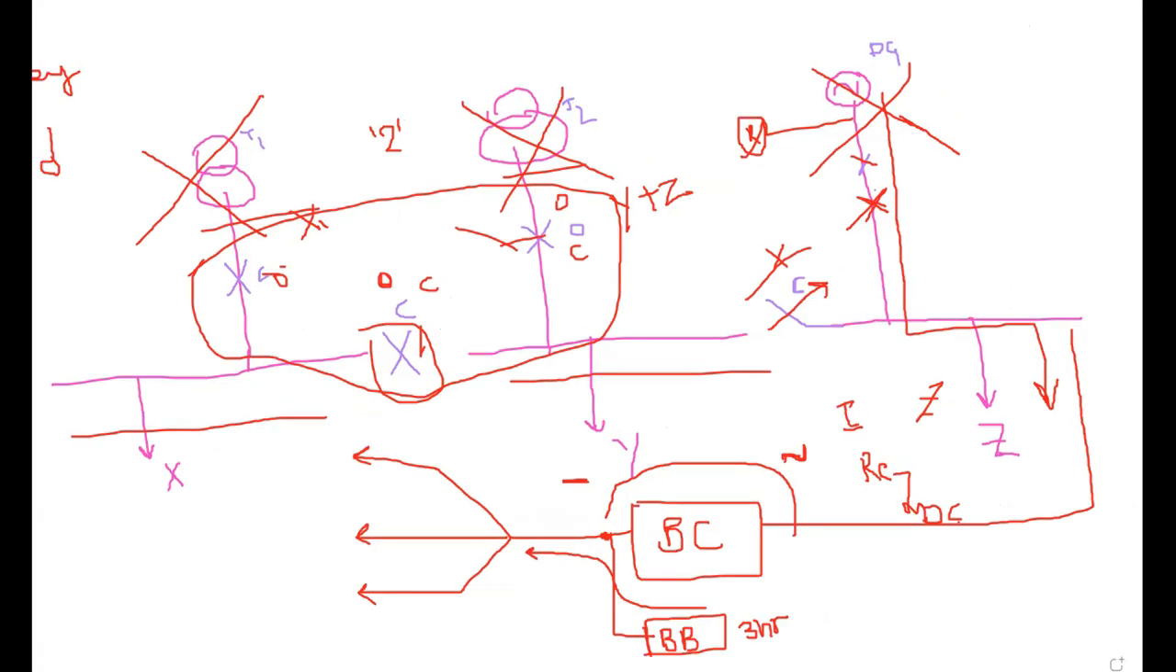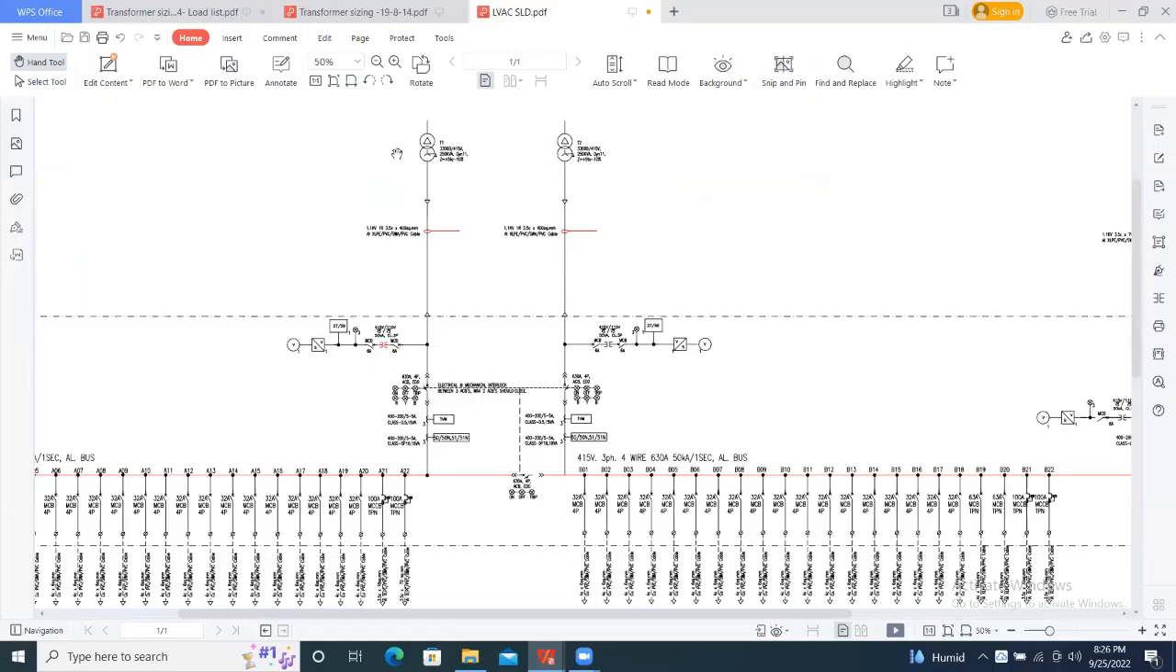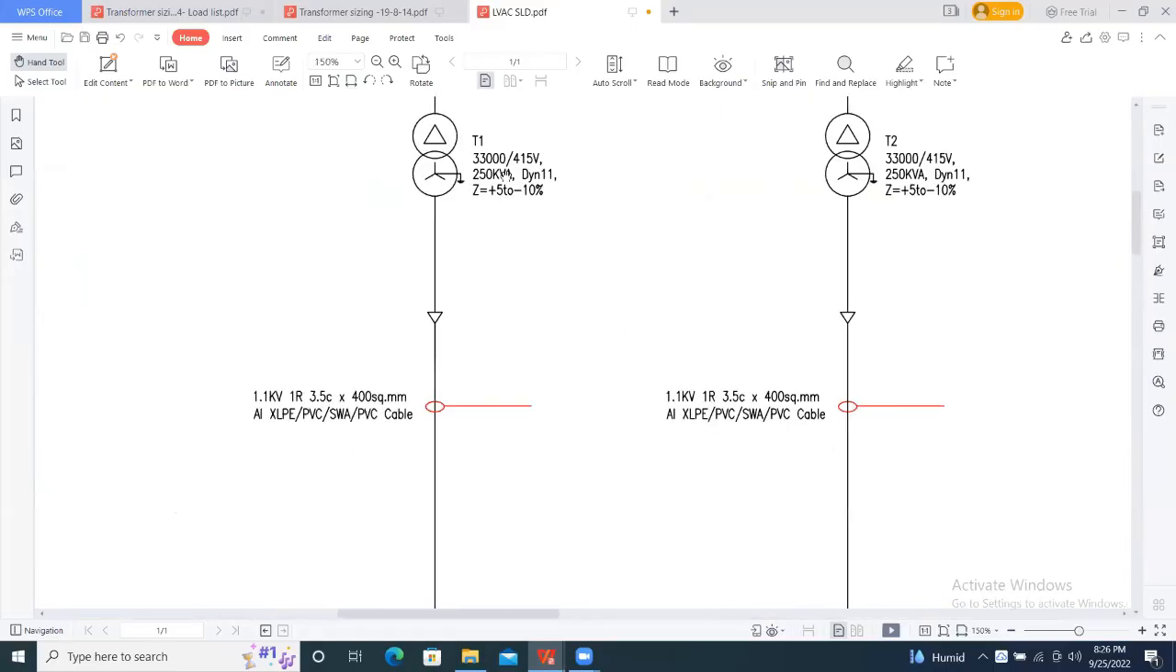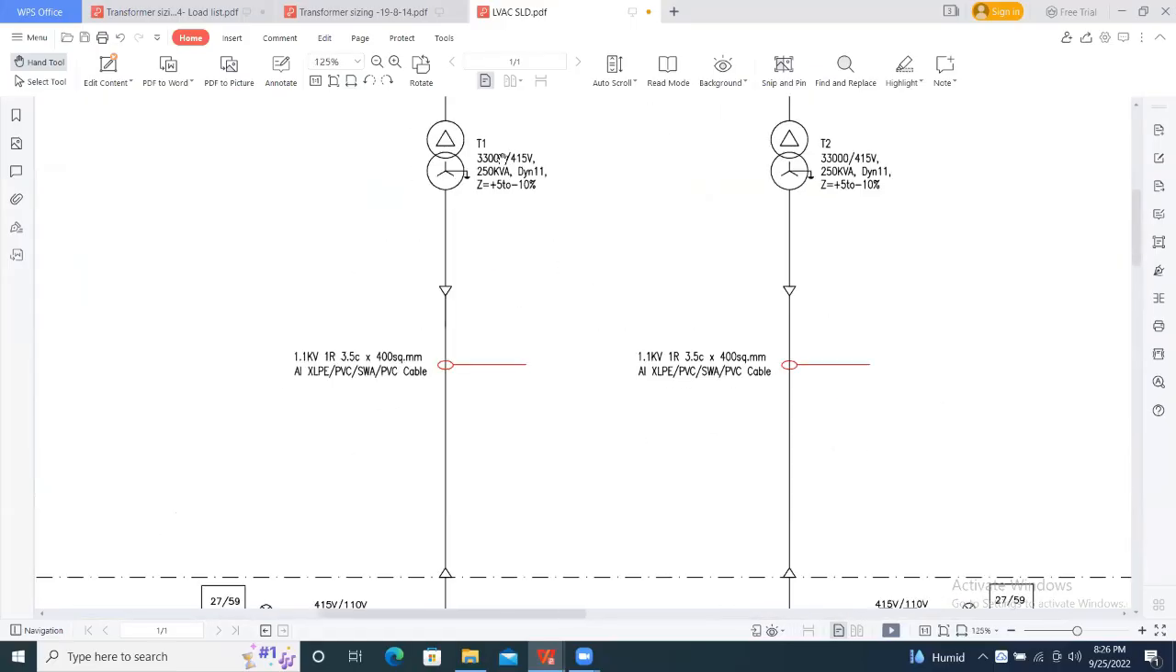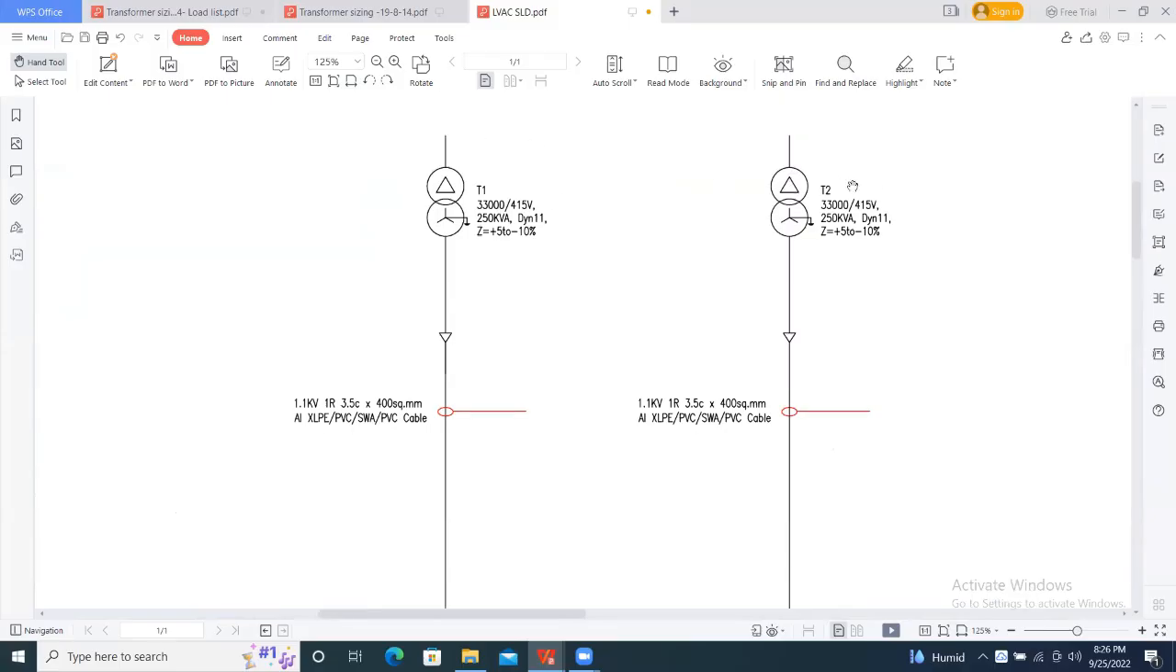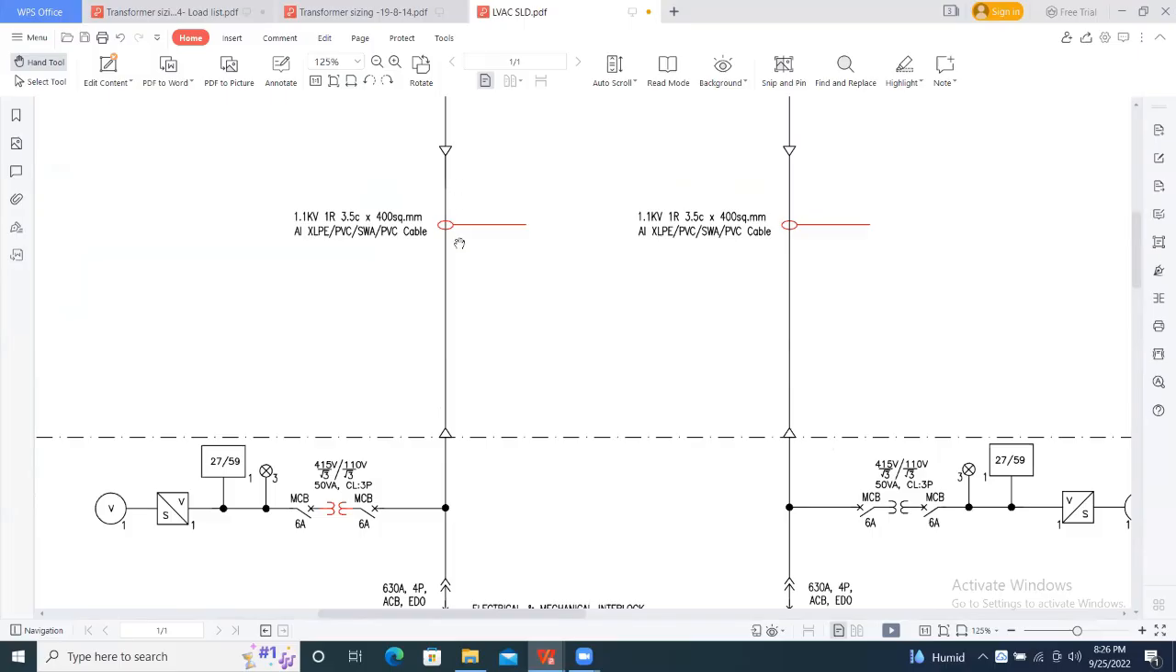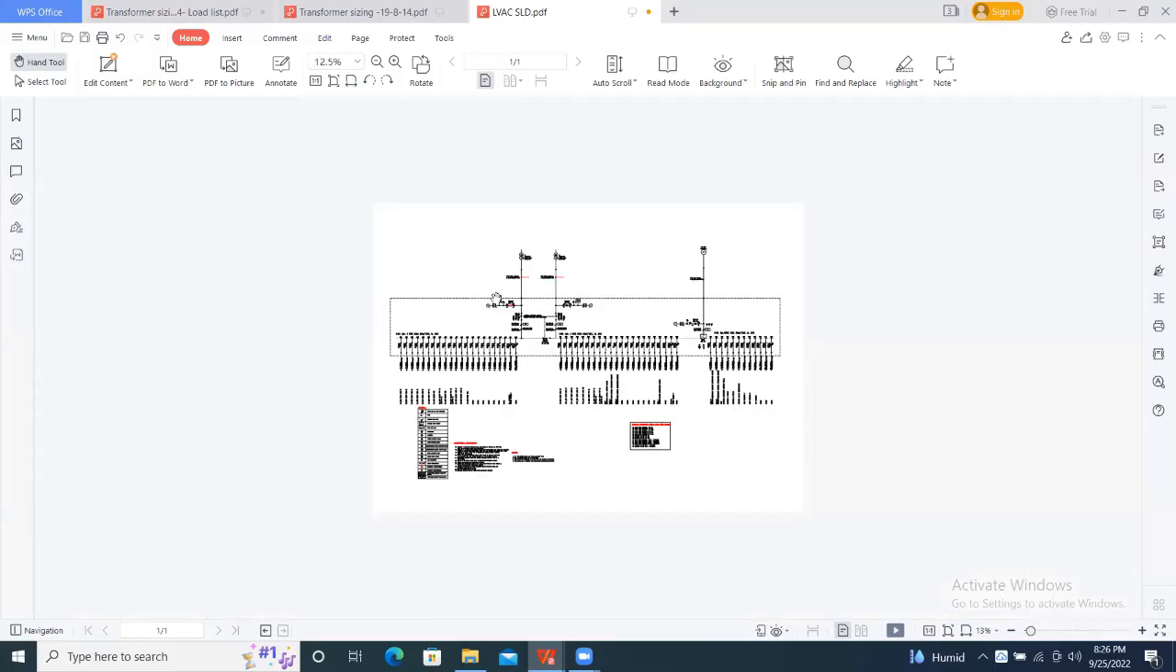Same you can see here also. Let me see. So this is the scheme, what you are seeing here. Yes. So this is the transformer, which is a 33 by 415 volts transformer, and the rating, vector group, and impedance we will discuss now. These 2 transformers are connected to the distribution board.